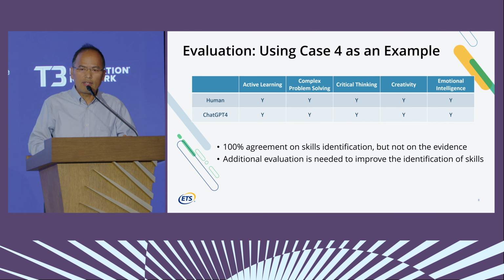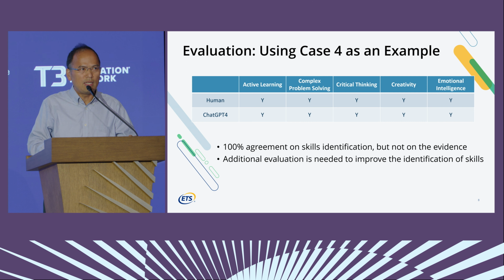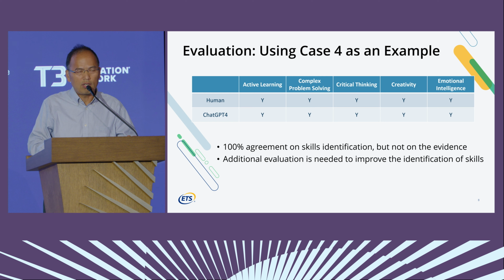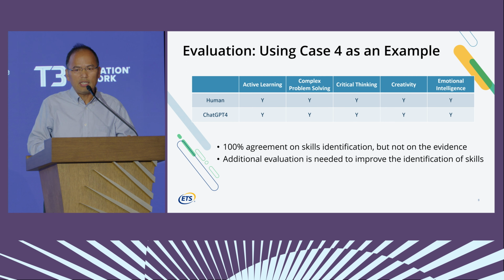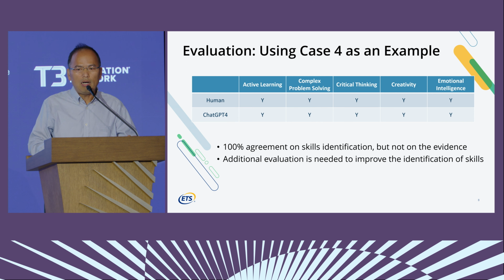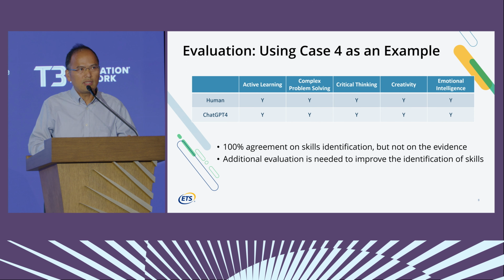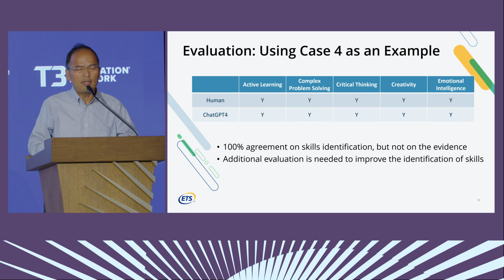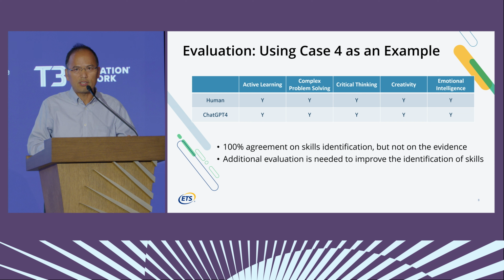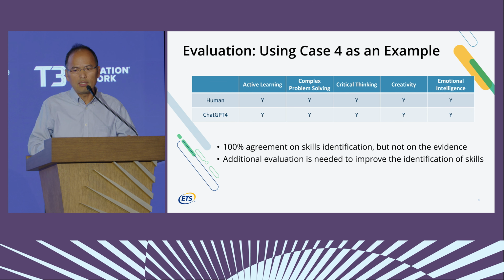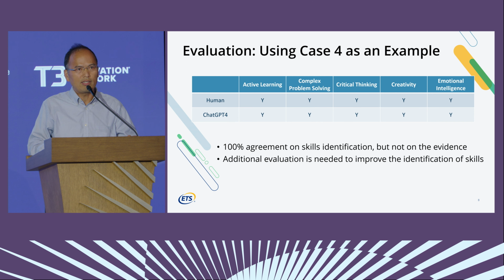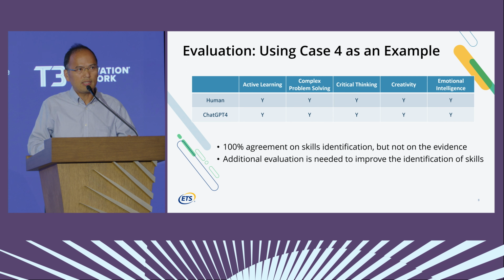Here are the comparison results between the human and the machine identified skills. For this single case that we were able to experiment with, they seem to agree perfectly with each other. However, this is only one case, and this might be too good to be true in general application for other cases. So we would put some caution there that we need to do additional evaluation for broader use cases in the same scenario.